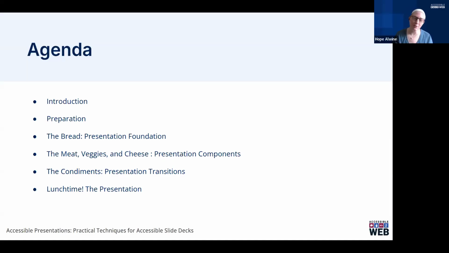So we're going to cover the following topics, starting with the preparation phase, then moving to the bread, which is the presentation foundation. Then we will discuss the meat, the veggies, and cheese. That's going to be the presentation components. And finally, the condiments, which is presentation transitions. And we'll wrap it up with kind of the final lunchtime mealtime, which is the presentation itself. All right, we're going to go to the next slide, which starts with the preparation phase.